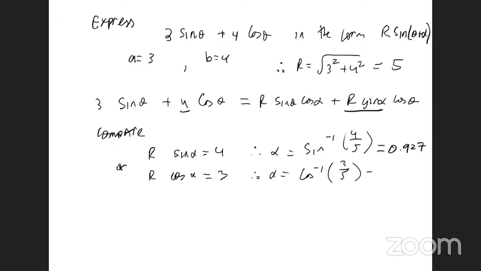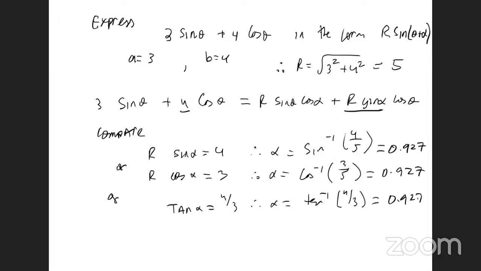Just for check-in purposes, try R cos alpha is equal to 3. See how much you got? You're supposed to get 0.927. Or you could even use tan alpha is equal to 4 on 3. Alpha is equal to tan inverse 4 on 3. You don't have to do all of them. I am just showing you that no matter what, you're supposed to get the same thing.